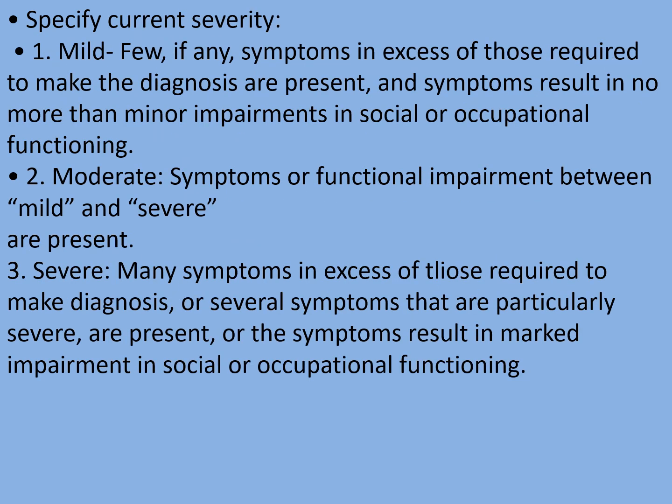And also we need to specify the severity of the disease, which can be mild, moderate, or severe. Mild, in which if diagnostic symptoms are present, the symptoms result in no more than minor impairments in social or occupational functioning. Moderate, as the name suggests, would range between mild and severe impairment of social and occupational functioning. And severe, in which there are many symptoms in excess of those required to make the diagnosis, or several symptoms that are particularly severe are present, or the symptoms result in marked impairment.